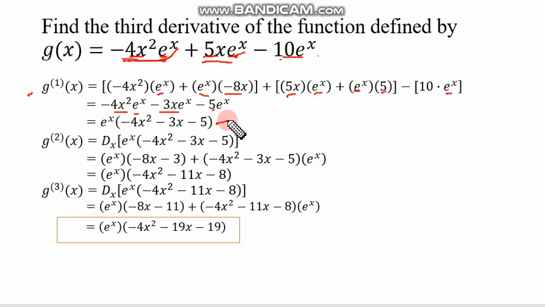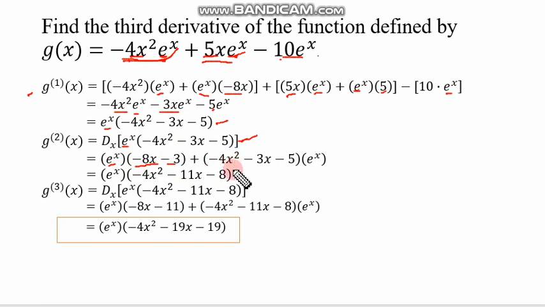Okay, so we are halfway there. So we will get the second derivative of the function using the first derivative of the function. So e raised to the x times the quantity negative 4x squared minus 3x minus 5. So the derivative using the product rule, so the first part, e raised to the x times the derivative of negative 4x squared minus 3x minus 5. That's negative 8x minus 3.